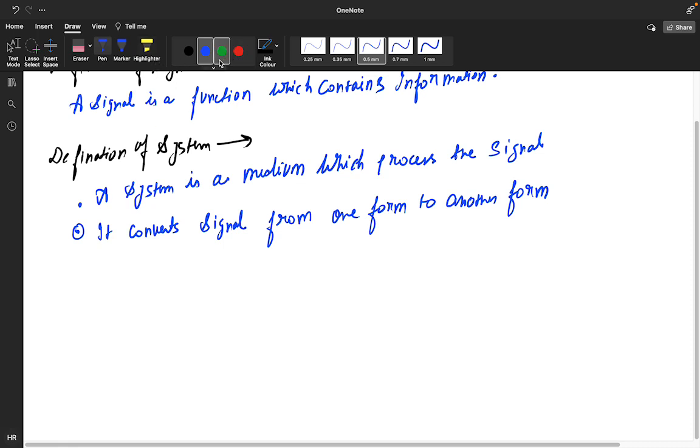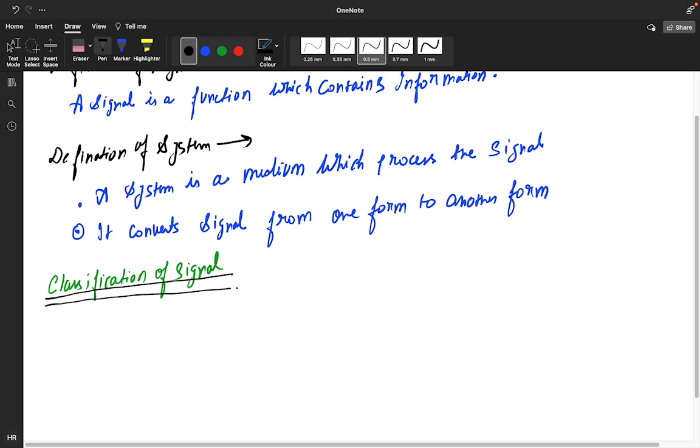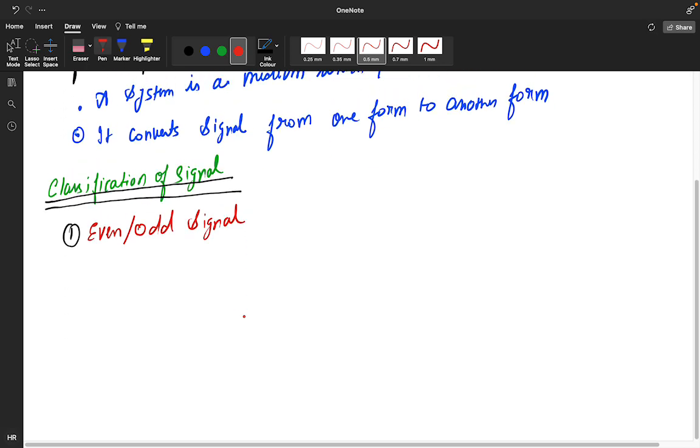Write the classifications of signal. Write the classification of a signal. So first is your even and odd signal. Okay, so what is an even signal?